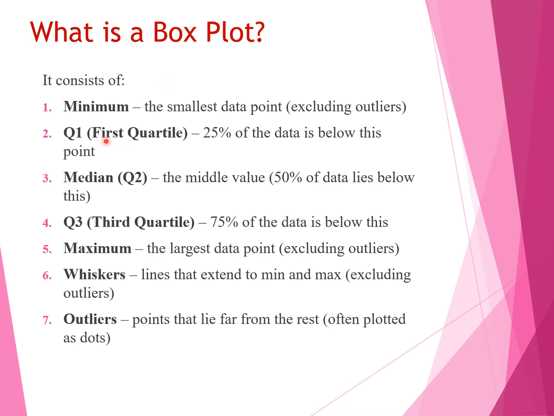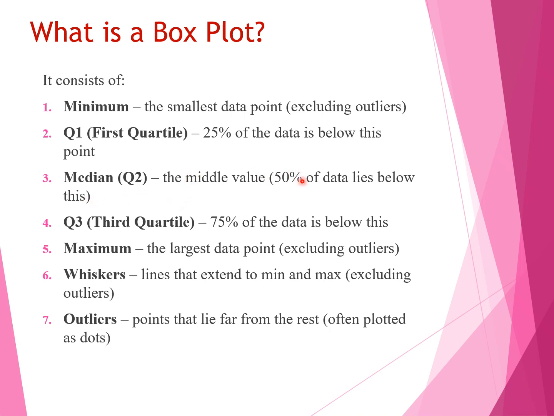A box plot consists of minimum, Q1 which is the first quartile, median which is the second quartile, Q3 which is the third quartile, maximum, and whiskers. The minimum is the smallest data point excluding the outliers, and Q1 is the point below which 25% of the data lies.